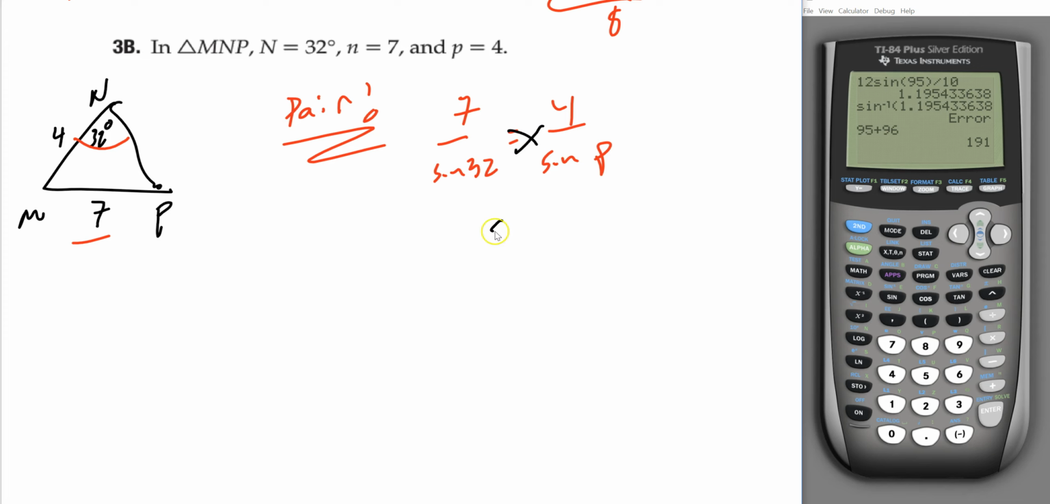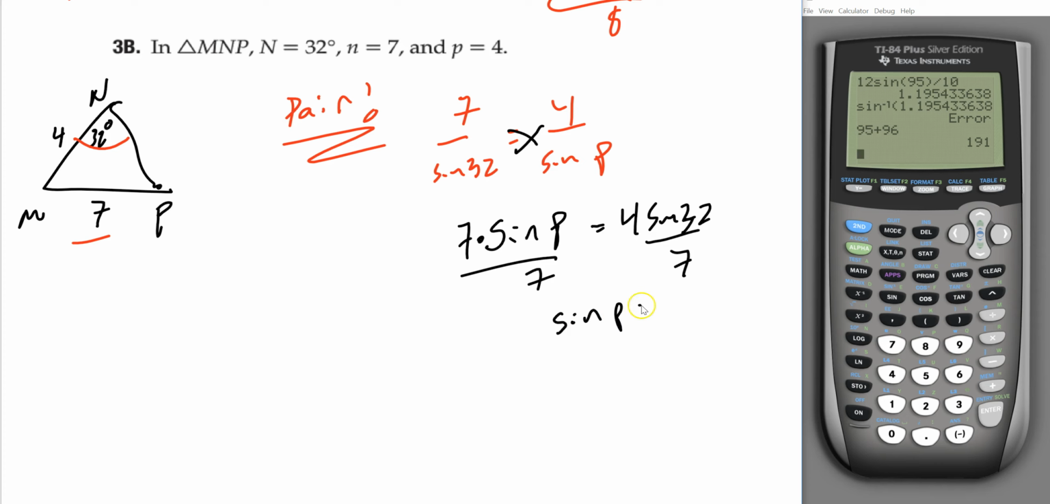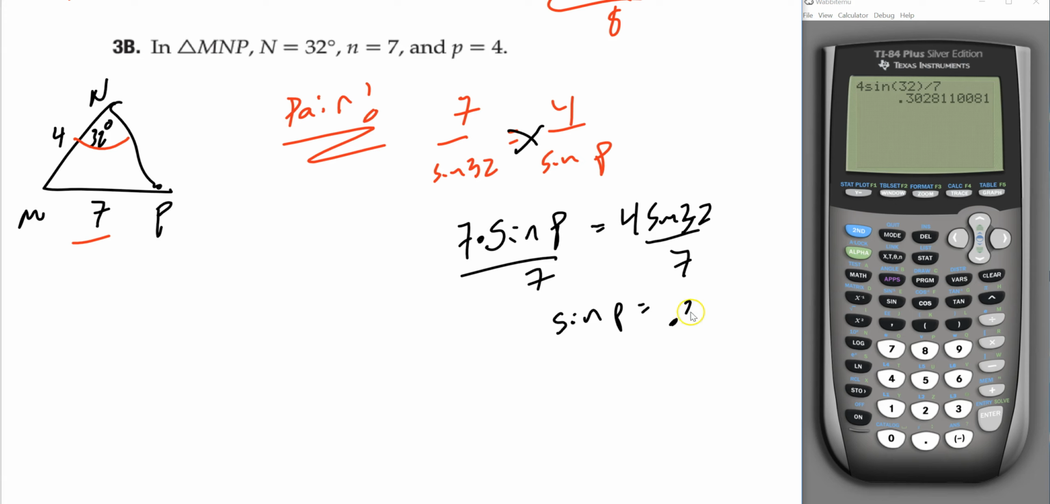So let's just solve it. Cross multiply: sine of P times 7 equals 4 sine of 32. Divide this by 7, and I get sine of P equals 0.3028. I'm just going to leave that in there so I can use that value. I'm not going to round it yet. Remember, notice it is less than 1, so it will work.